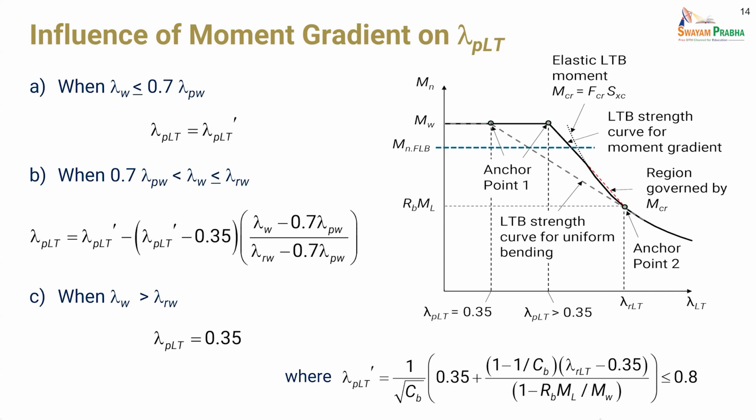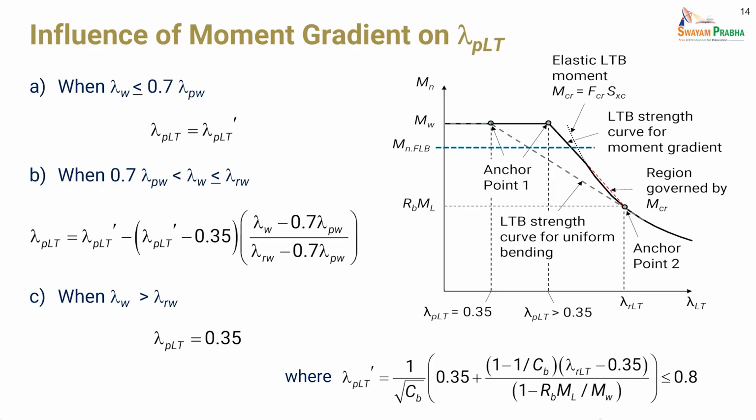And the way that we looked to try to solve that was basically to adopt essentially the way that it's being done if we have a very stocky web. And so I'll try to show this on the next slide to explain it. But the lambda PLT prime equation here is basically what we get with the current approach in section F2 of the specification, except we put a cap of 0.8 as an upper limit on it.